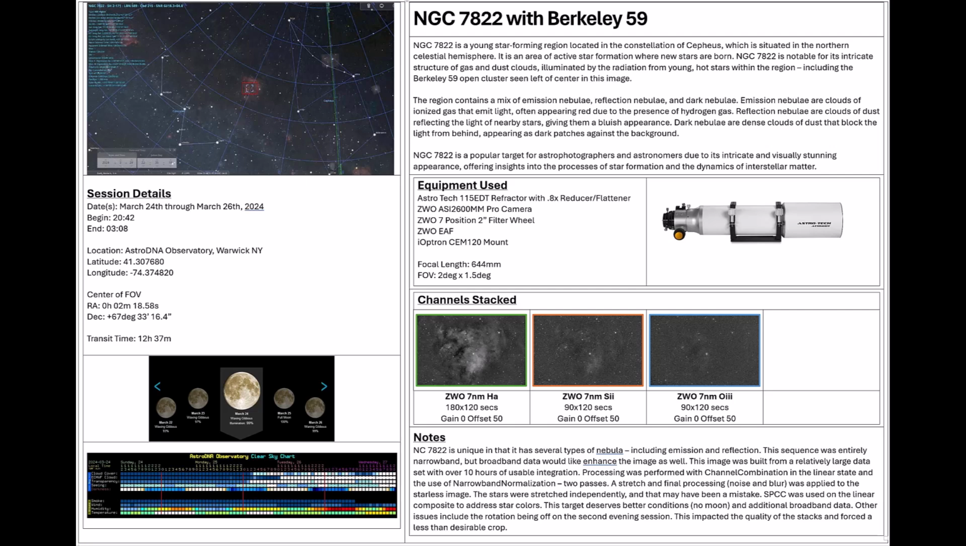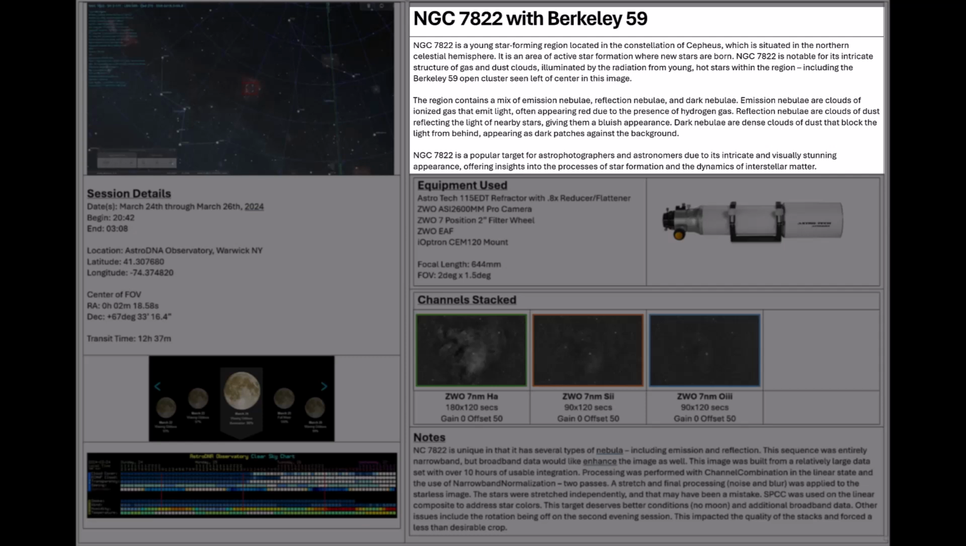At any rate, this is NGC 7822, and we know it's a star formation region. We know it's located in Cepheus. We'll take a closer look at that. But it also features a really cool open star cluster called Berkeley 59.